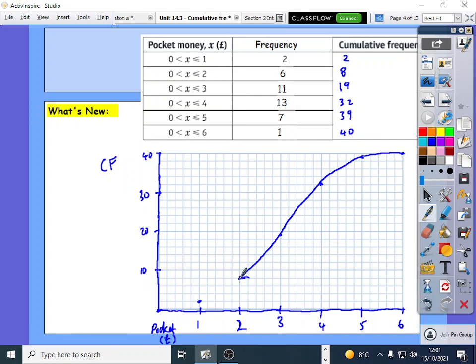Just take your time. If you have to come off, draw it with a pencil. Now I'm going to go all the way down to 0 there, and I'll be happy if you did something like that in the exam.